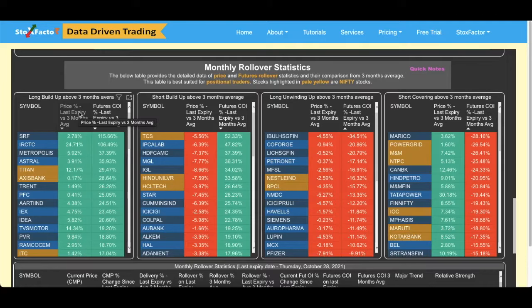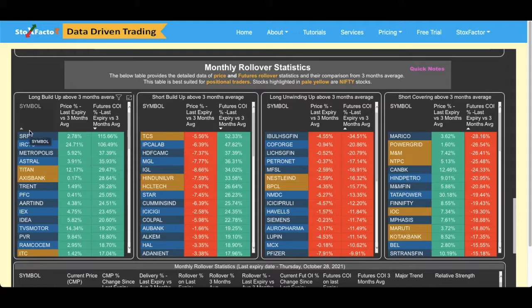Basically we take the price for the previous 3 months on each expiry day and compare it with the price on the last expiry day. Similarly we take the futures cumulative open interest, with the same calculation. For example, in SRF you can see that the price on last expiry was on an average 2.78% higher as compared to the previous 3 months average. Similarly, you can see a huge change in futures open interest. It is almost more than 100% as compared to the previous 3 months average, the futures cumulative open interest as on last expiry.